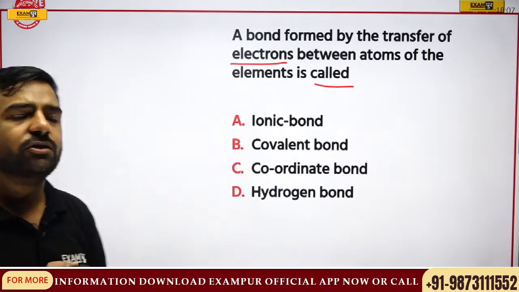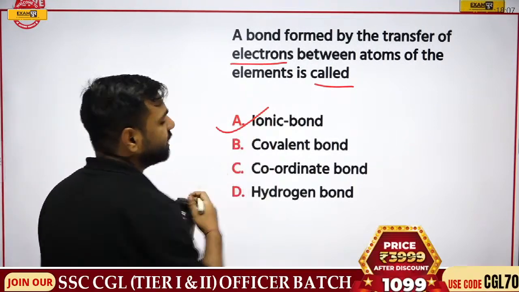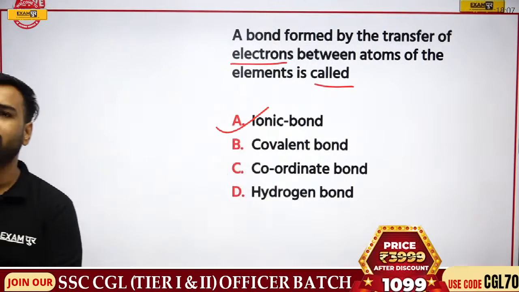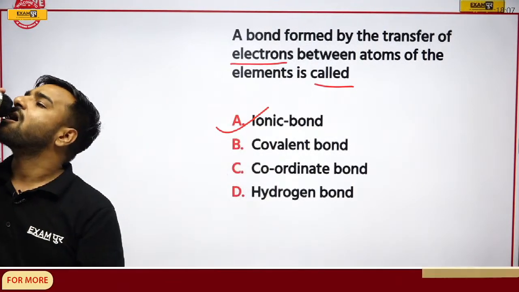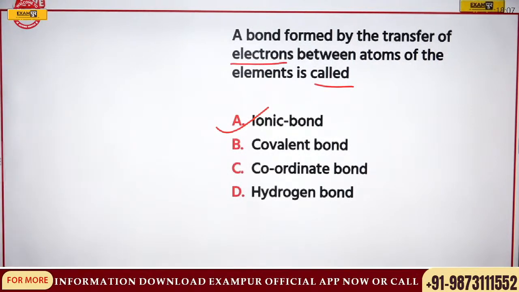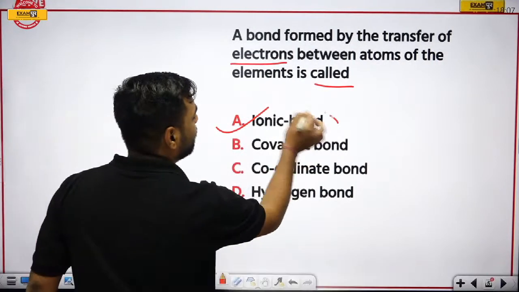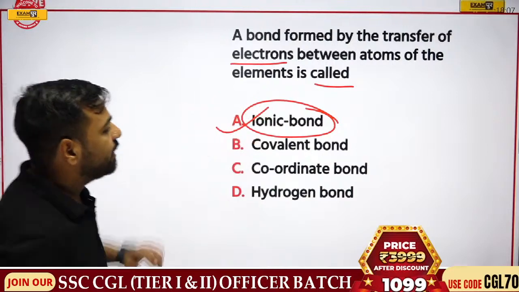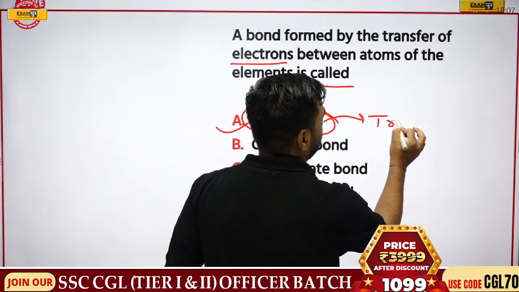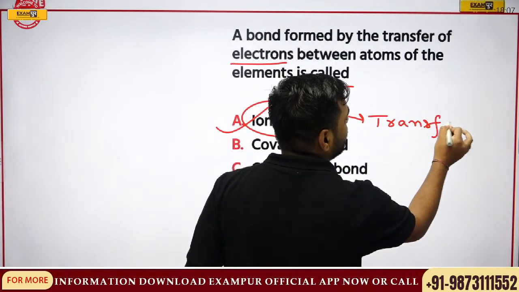So Vikramaditya has told, so the answer would be ionic bond. That's totally correct. We have understood about this in the morning itself. Now I'll again explain. Let's say when I'm talking about this ionic bond, what is happening? Here actually transfer of electrons takes place. Now you must be wondering, sir, what is transfer?